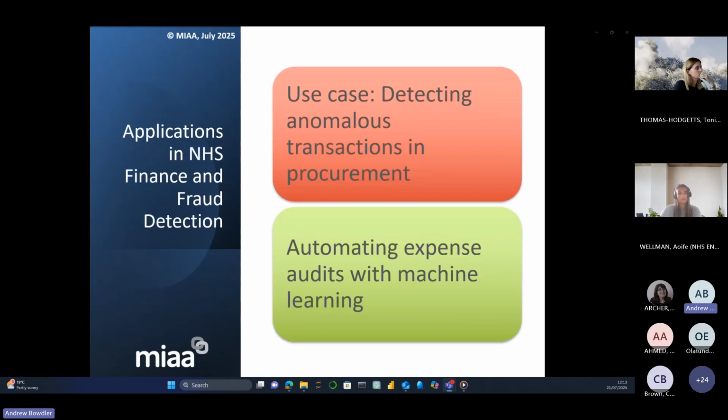How does this work in practice? One of the most valuable applications is in detecting anomalous transactions in procurement. For example, if there's an unusually high number of orders from a particular supplier or a sharp increase in prices, the system can flag this for review. In addition, machine learning can automate parts of the audit process, meaning we can identify potential issues more quickly and reduce the risk of human error. It's an extra layer of oversight that can significantly improve how we manage finances across the NHS.